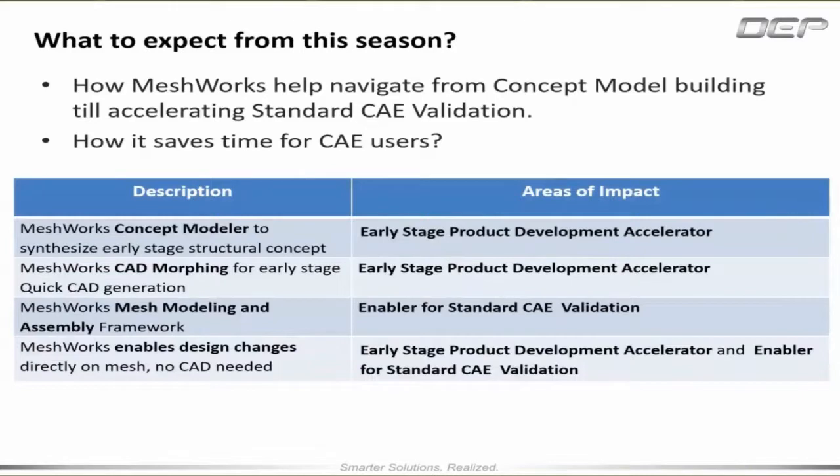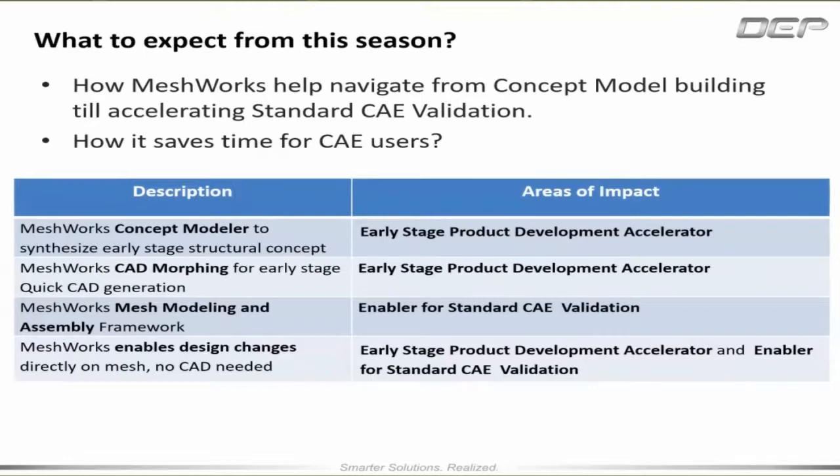So my colleague Abdul, as he takes over the stage, this is what he's going to present to you today. He's going to look at concept modeler from MeshWorks and show you how it really helps you to create workable finite element models from your generative design or topology output. And then we're going to see CAD morphing, how it comes up front and helps you create new structure models, CAD models that you can very nicely use for packaging and other manufacturing feasibility estimations.